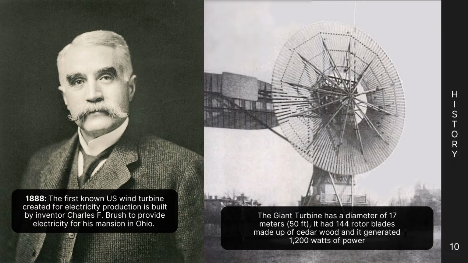The giant turbine has a diameter of 17 meters or 50 feet. It has 144 rotor blades made of cedar wood, operated in a pulley system connected to a dynamo, which generates electricity that flows to 12 batteries in Brush's basement. One turn of the wheel corresponds with 50 revolutions of the dynamo. At capacity, the windmill generated about 1,200 watts of electricity, enough to illuminate the house and about 100 incandescent lights.